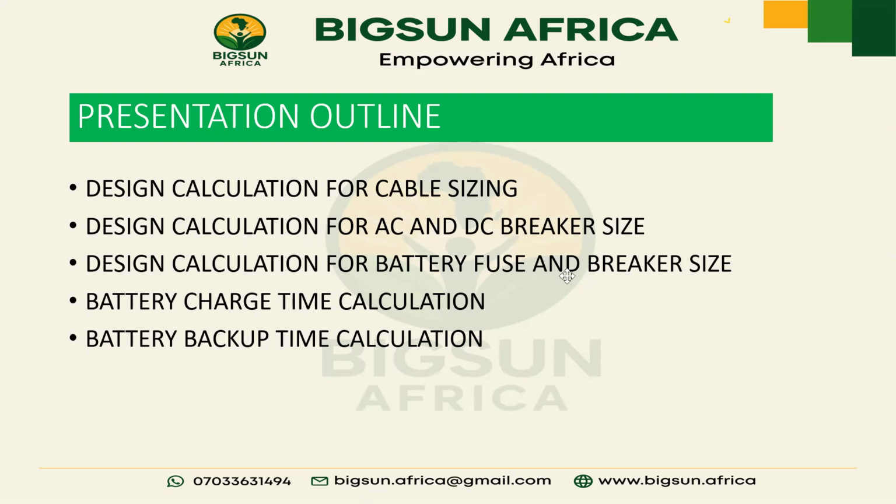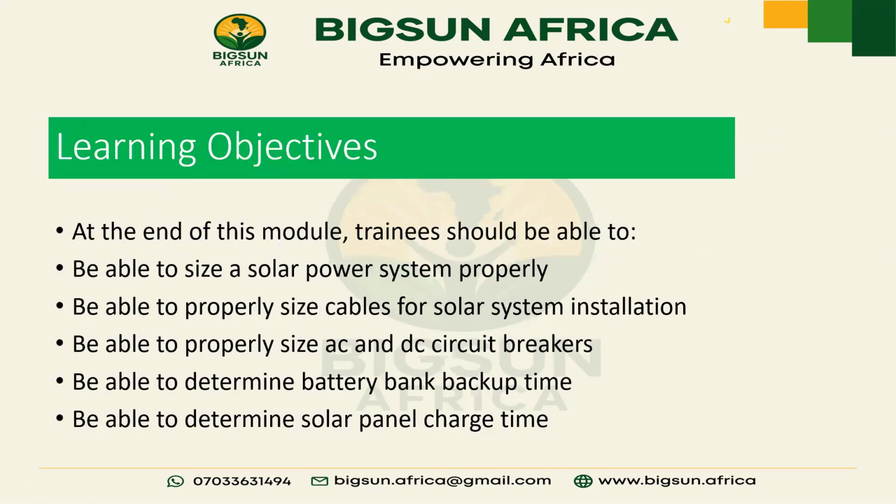So today, our learning objective is that at the end of this module, trainees should be able to size the solar power system properly, properly size the cables for solar installation, and properly size AC and DC circuit breakers. Okay? When I say AC and DC circuit breakers, we understand what that means, right? There are AC circuits and there are DC circuits. You understand what DC and AC mean, right?